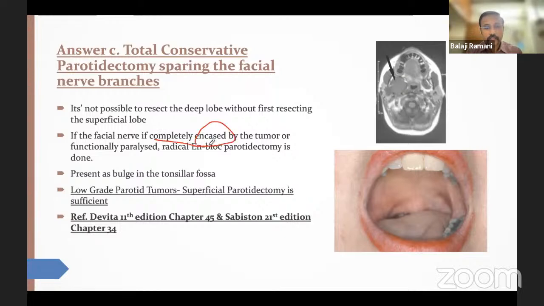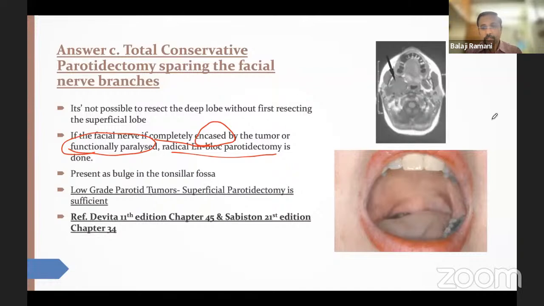If you get the word encased by the tumor, or it is functionally paralyzed, so one, the tumor has to be encased or it is functionally paralyzed, then you have to go for a radical parotidectomy, including the removal of the facial nerve. Otherwise, you can just remove the tumor alone.